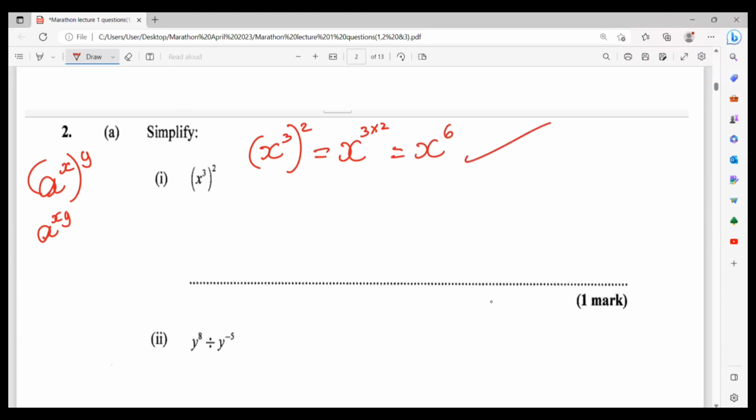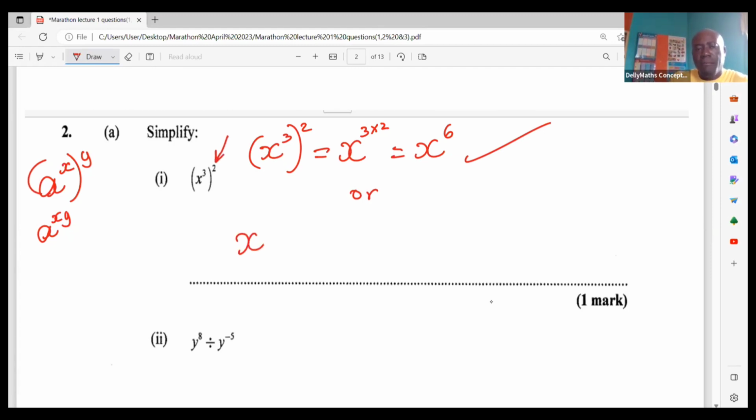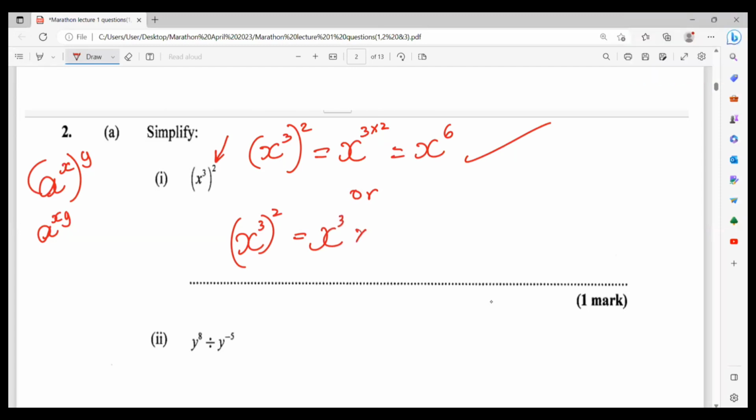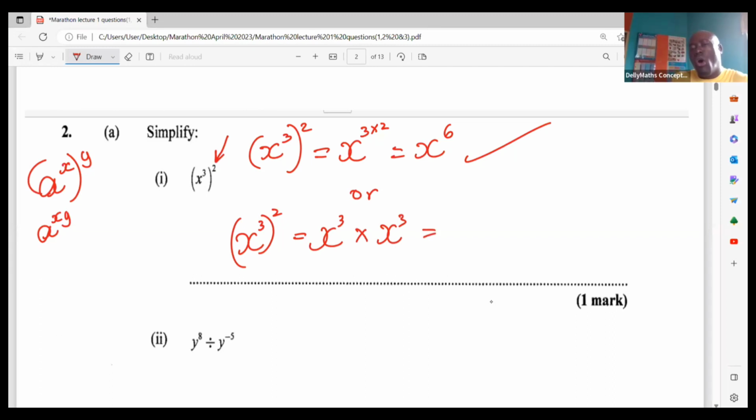So that's one approach. But if you never wanted to do it like that, you could have done it the ordinary way. You could have said, what does the square mean? Well, we know that when you square something, it multiplies by itself. Therefore, x to the third could be multiplied by x to the third. And you would now say, oh, when you have the same base, you add their powers. See that? You're still going to end up with the same answer.